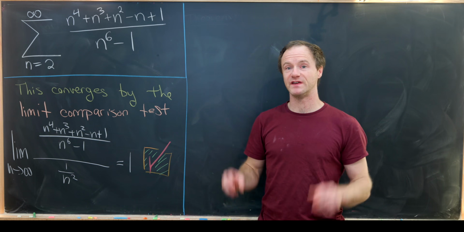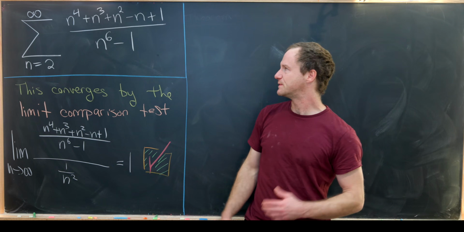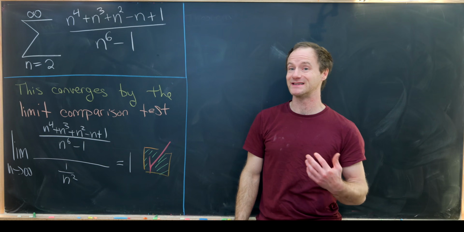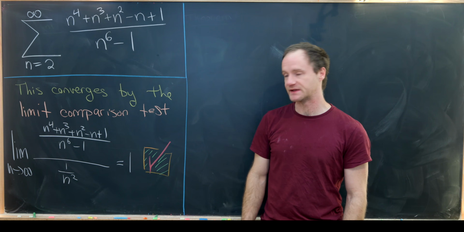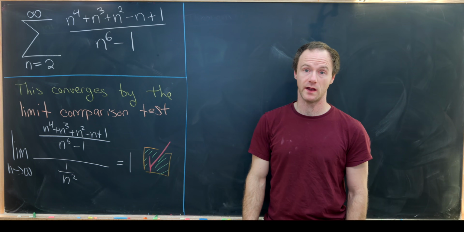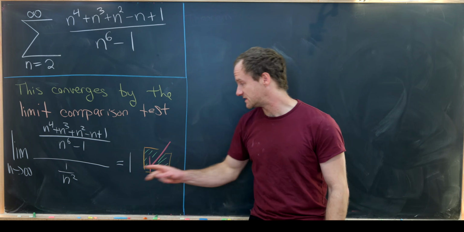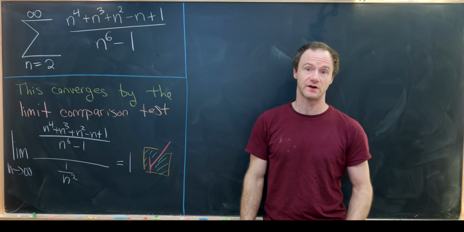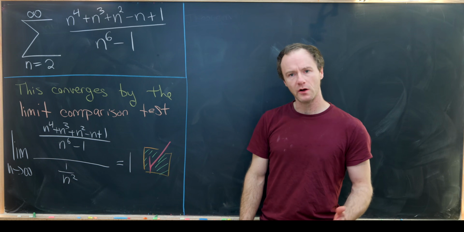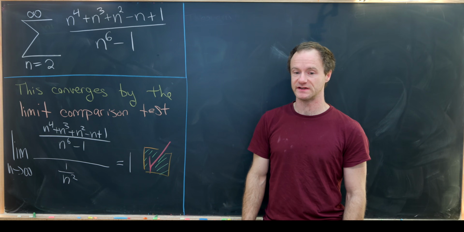It's kind of obvious to compare this to the series 1 over n squared. That's because the dominant term in the numerator is n to the fourth, and the dominant term in the denominator is n to the sixth. That reduces to 1 over n squared. If you perform the limit comparison test, you'll get a limit of 1. But a limit of 1 says that this series does the same thing as the series 1 over n squared. We know that converges, so that means this thing converges. Okay, so armed with that, we can start thinking about how to find the value of this series.